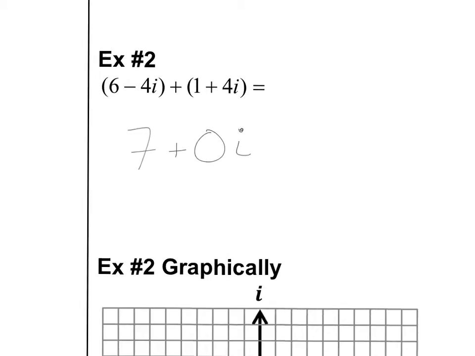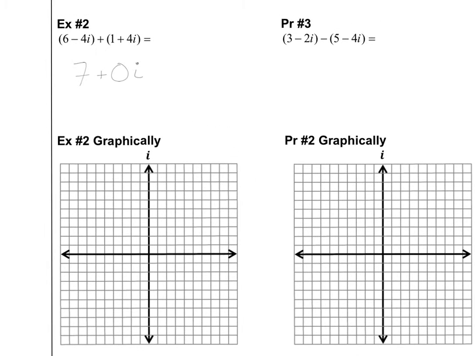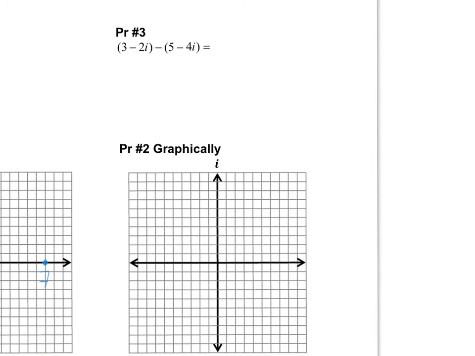Okay, well, if we were going to graph that now, 7 plus 0i, that's 7 on the real and 0 on the imaginary. So I literally just go over 3, 4, 5, 6, 7. And there's 7. And here's still 0 on the imaginary. So this is my point. That's it. All there is to it. All right, so for practice number 3, I want you to try it on your own. Remember to add the like terms and then just plot it on the graph.